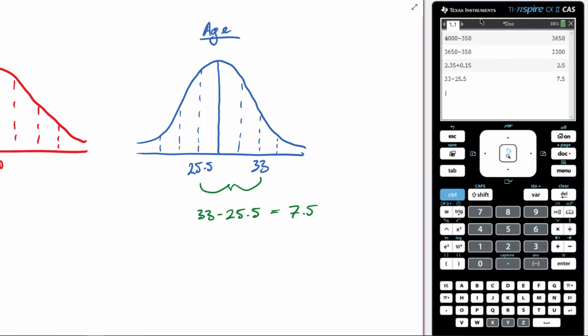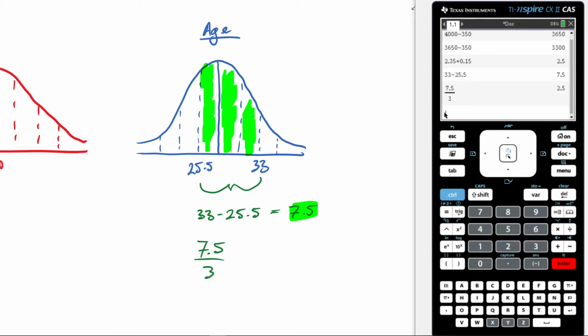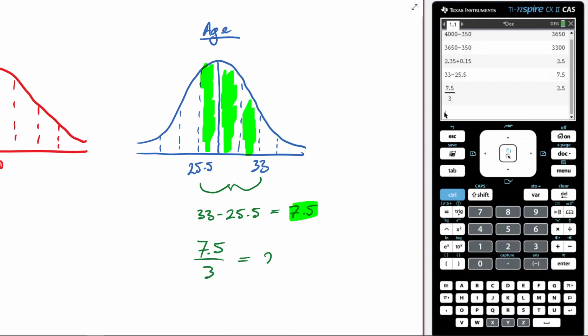And then I said, well, now I just need to divide it up based on how many divisions I have here. And how many divisions do I have? Well, I have 1, I have 2, I have 3. So I want to break that 7.5 up into 3 sections. So I go 7.5 divided by 3, and I'm going to end up with 2.5.